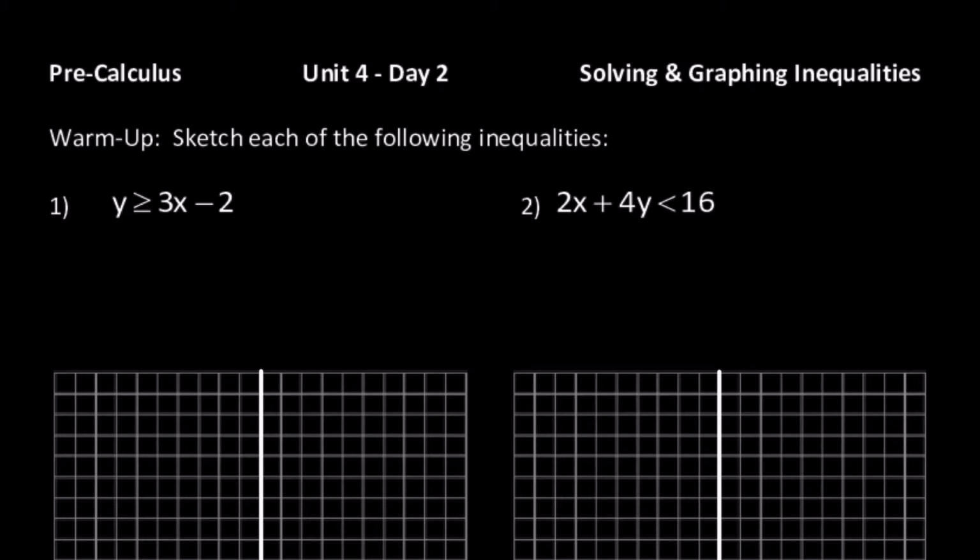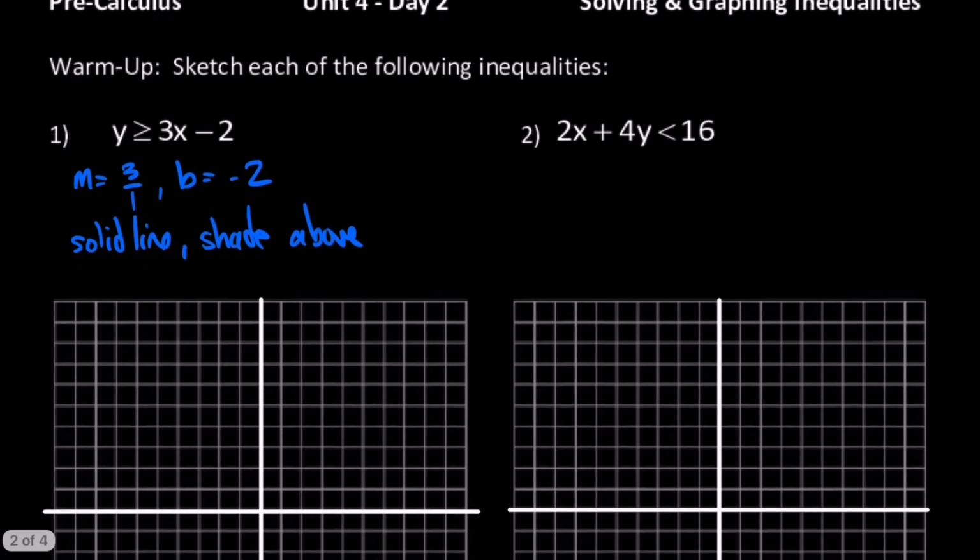In equation 1, that is solved for y already, so I can identify my slope as 3 over 1 and my y-intercept as negative 2. Now, how does this affect the graph? Well, if you remember, greater than means we're going to shade above, and since it's or equal to, that means it's going to be a solid line. I'm going to shade above because it's greater than.